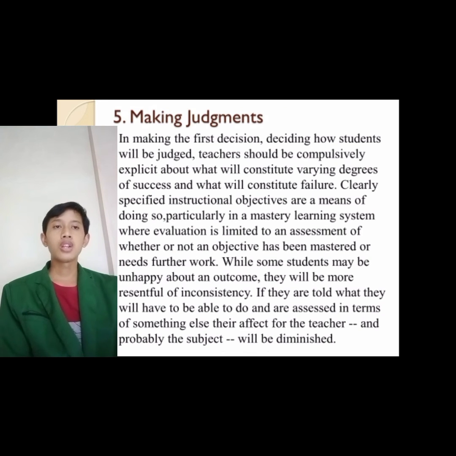5. Making judgments. In making the first decision, deciding how students will be judged, teachers should be compulsively explicit about what will constitute varying degrees of success and what will constitute failure. Clearly specified instructional objectives are a means of doing so, particularly in a mastery learning system where evaluation is limited to an assessment of whether or not an objective has been mastered or needs further work.